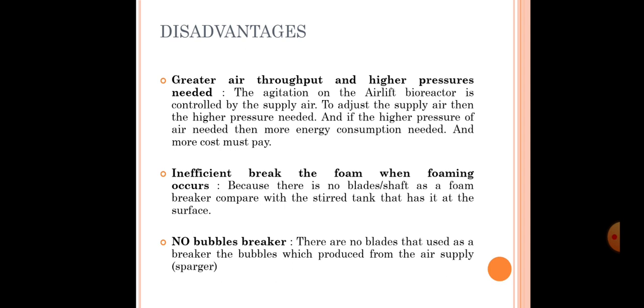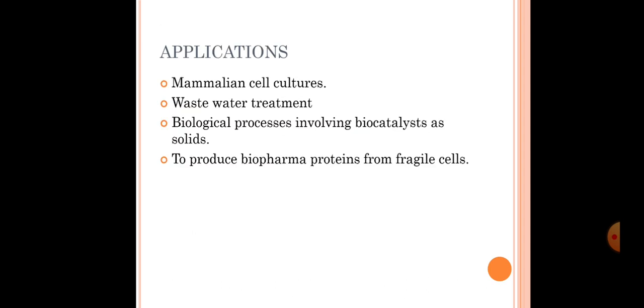Inefficient break of the foam when foaming occurs, because there are no blades or shaft, so the foam cannot break when compared to stirrer tank fermenters. No bubble breakers, just like stirred tank fermenters, which consist of sparges. Here they do not have any sparges, so bubbles which are formed during fermentation cannot be broken.